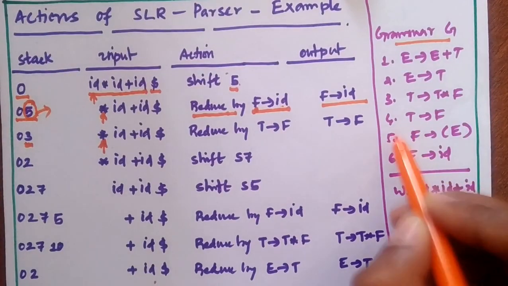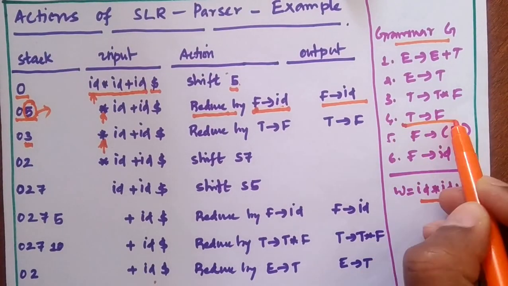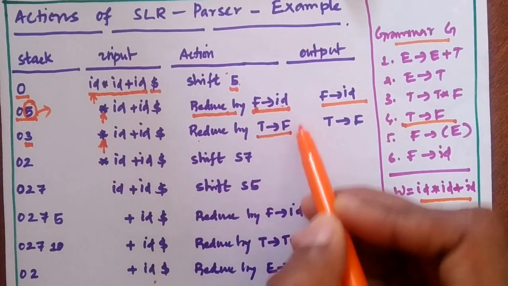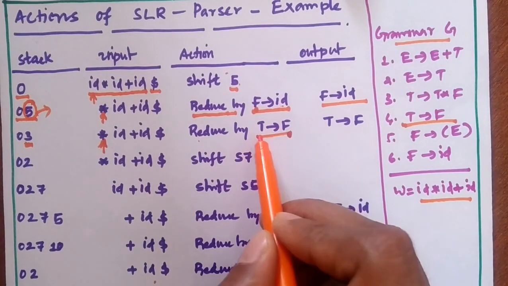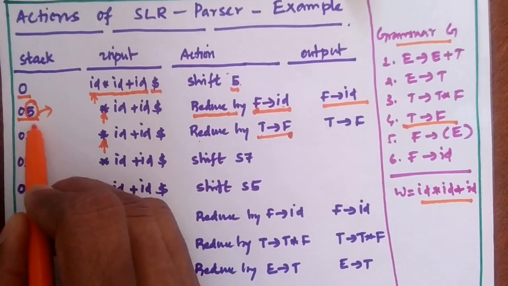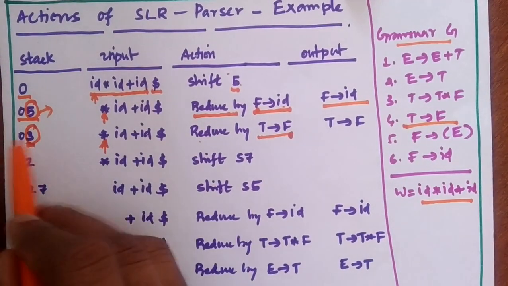R4 indicates F, T gives F. So the parser will perform a reduce operation. T gives F. F is the handle, so replace F by T. On the right side there is only one symbol, so pop off one symbol from the stack top.